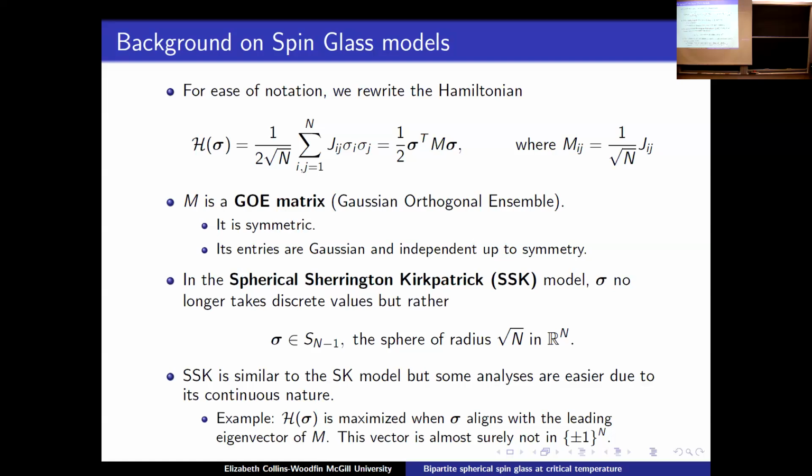But if we were working in the space where we have to have plus and minus 1 entries, almost surely our eigenvector is not going to have plus and minus 1 entries. And so even this seemingly simple question becomes much more complicated in the discrete case. So this is one reason to work in a spherical model. It does also have some interesting applications in statistics that I'll mention a little bit later.